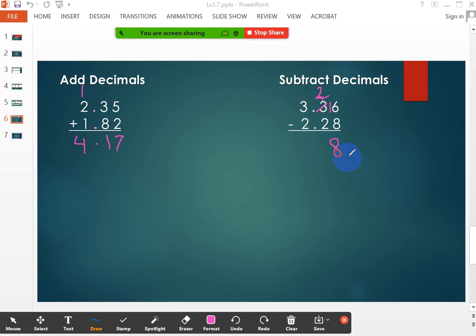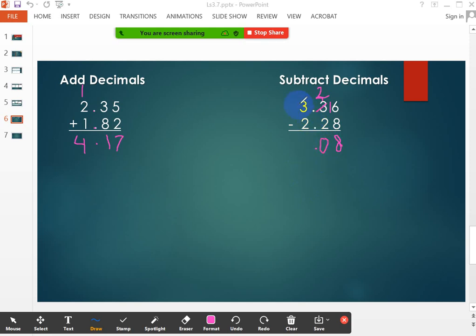So I will write the 8 under the hundredths digit. Okay? Now, I will continue. 2 minus 2 equals what? 2 minus 2 equals 0. So I will write the 0 here in the tenths digit. Now, what about the decimal point? I will take the decimal point and put it here under the decimal point in the same location.